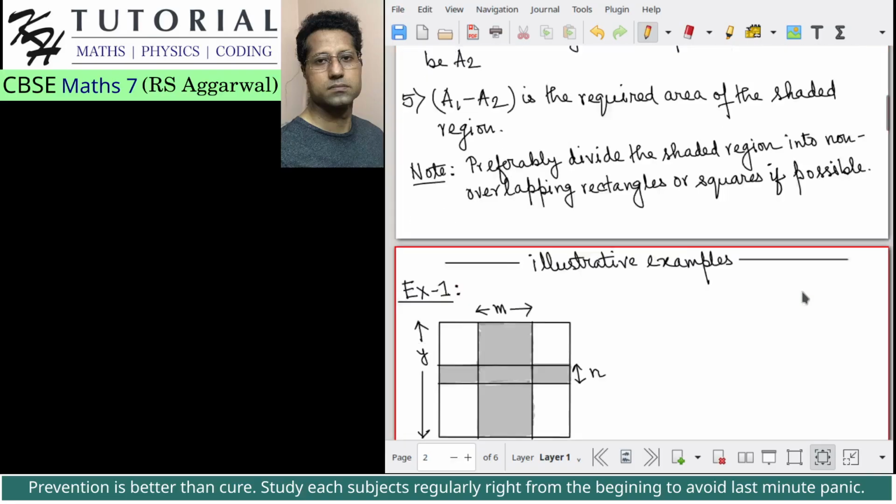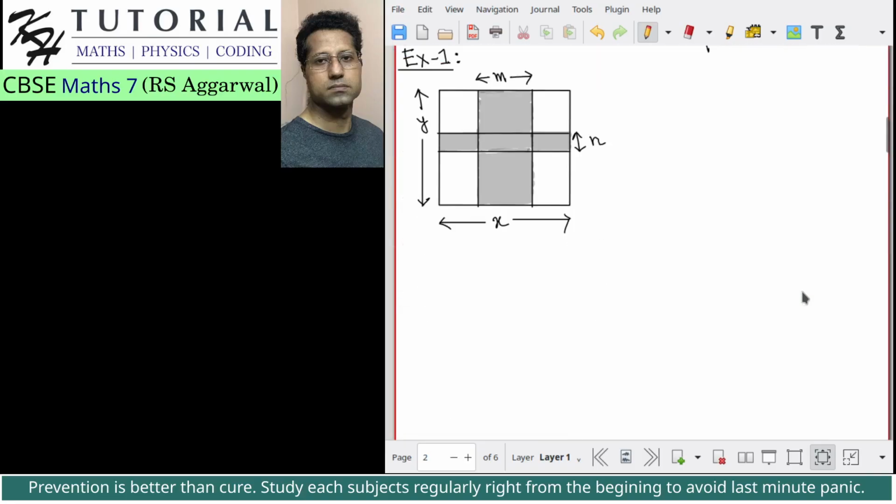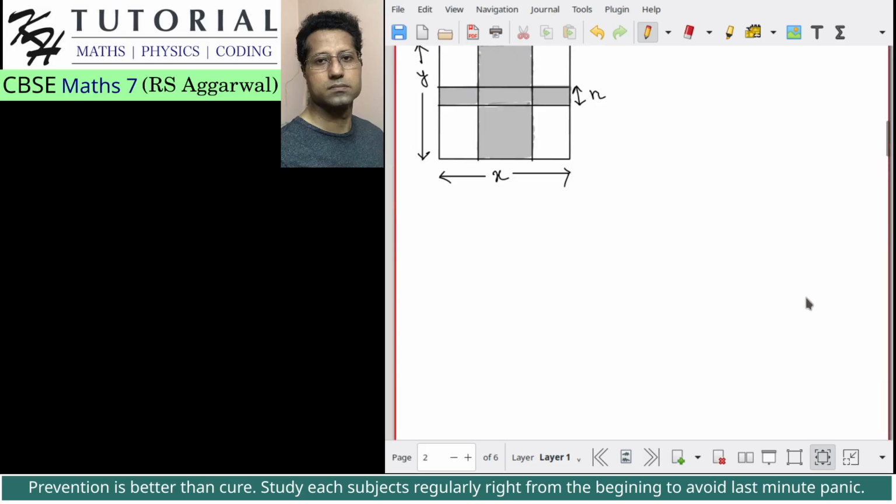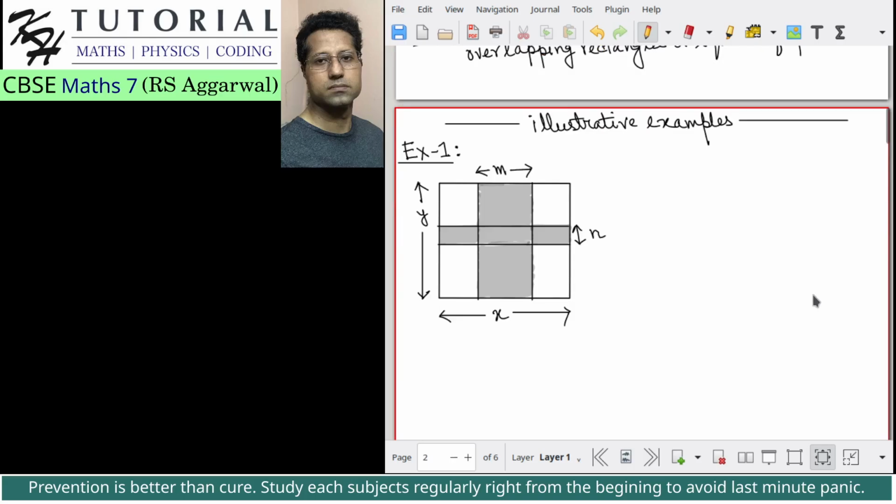Okay, now let's see some shaded regions. I have 4 illustrative examples, and let's see how we can find the area. These are not actual problems. As you can see, the dimensions given are just variables. In this figure, example 1, you see the shaded region.